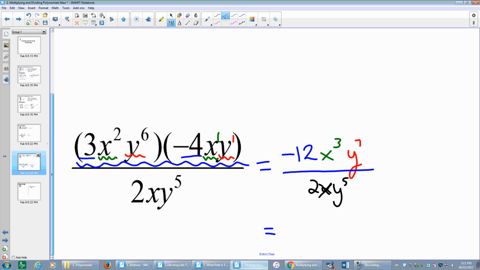So I'm going to take my coefficients again. Here are my coefficients, negative 12, 2. I'm going to divide. Negative 12 divided by 2 gives me negative 6. I then have an x^3, and an x to the exponent 1 here. So I know I'm going to have an x, so I take 3 minus 1, which gives me 2. I have a y^7, I don't know if you can see that, and a y to the exponent 5. I know I'm going to have a y, and then I do 7 minus 5, which gives me 2. So my final answer is negative 6x squared y squared.